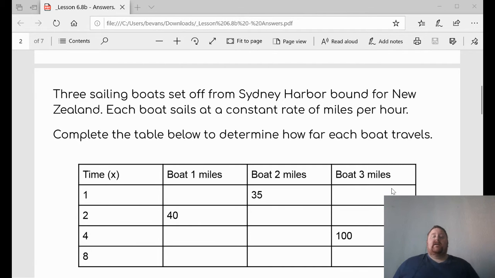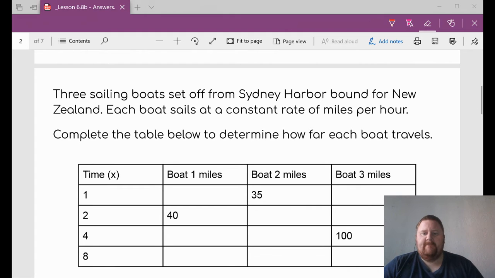Okay, so this question was all about a constant rate of sailing boats. What you had to do was to determine their miles per hour speed, so their constant rate of speed, and then graph three boats on a Desmos graph. So in this first part, I'm going to go through some of the questions about finding their speed per hour, and then in the second part, I'll show you how you should have added those to Desmos.